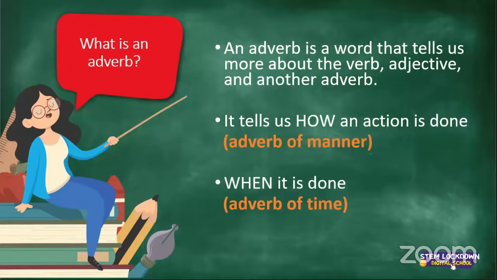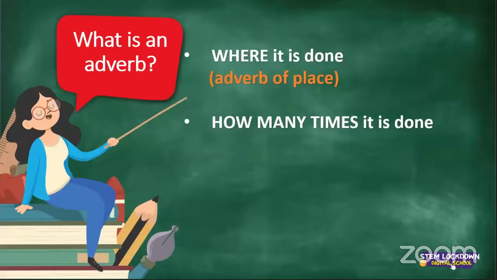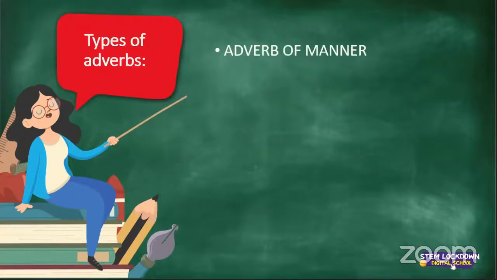An adverb can tell us how many times an action is done. And this is called an adverb of frequency. And an adverb can also tell us to what degree something is done. And this is called an adverb of degree. And now we're going to look at all of these adverbs a little bit more closely and do some exercises on them, okay? So the first one we are going to do is an adverb of manner.